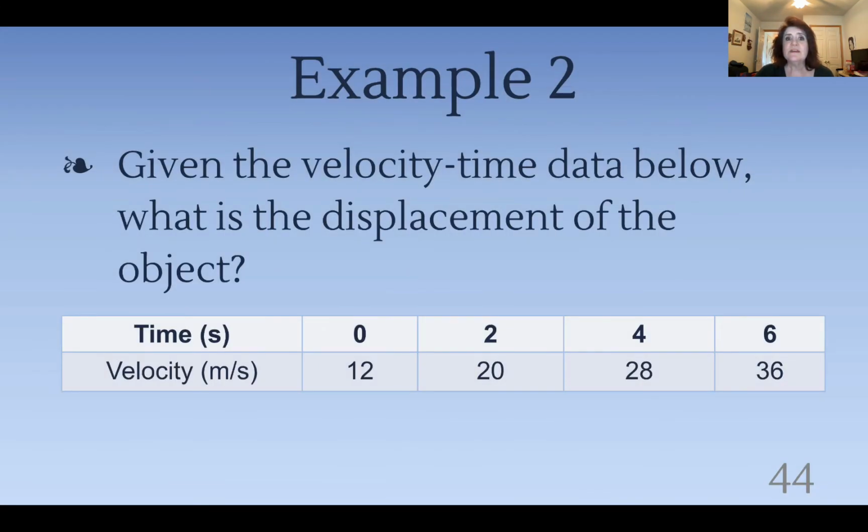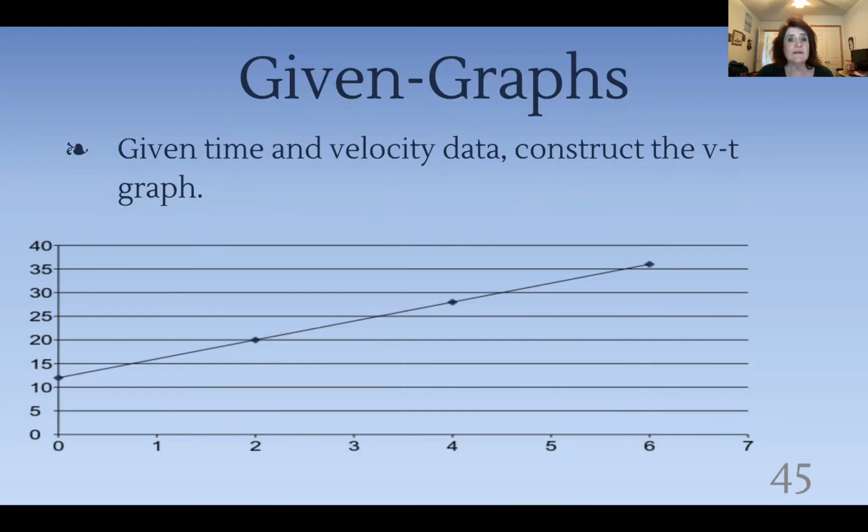Example 2, you're given velocity time data. What is the displacement of this object? So the displacement, right, can be found by constructing the VT graph first. Remember our multi-level step approach, you do still need to be able to do all of those things. So what I would do is draw the VT graph first, and then I segment my graph. I separate my rectangle at the bottom from my triangle and find the area of those two shapes.